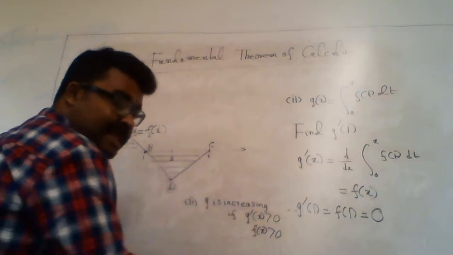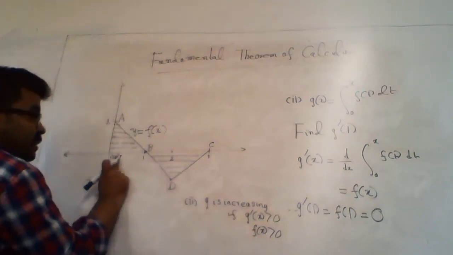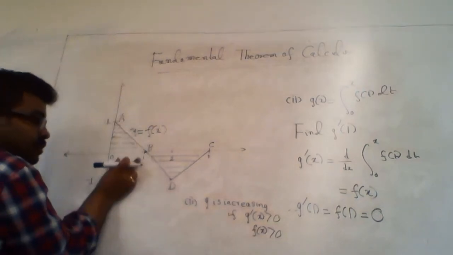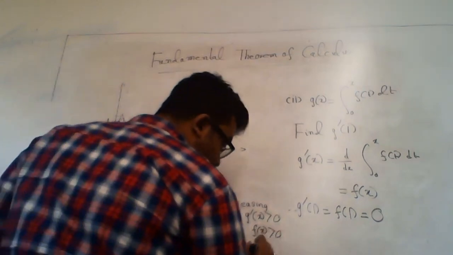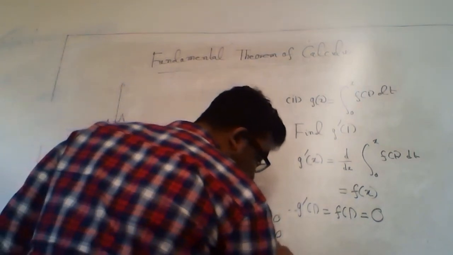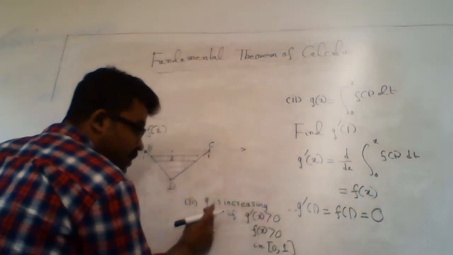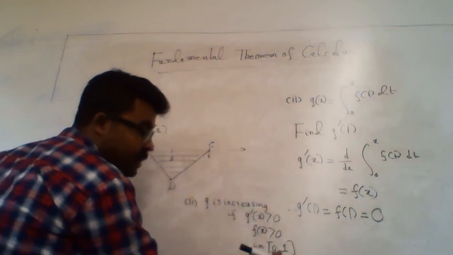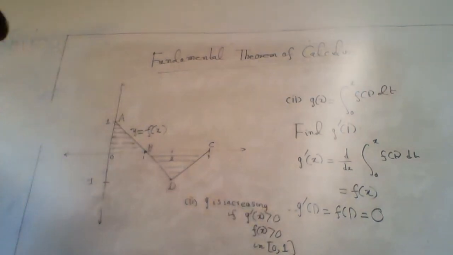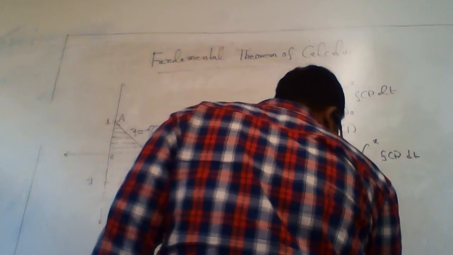Now where is f x greater than 0? F x is greater than 0 here, it is above the x-axis, so that means in 0 to 1, in the closed interval 0 1. That means g is increasing in the closed interval 0 1. Now where is g decreasing? So g is decreasing.